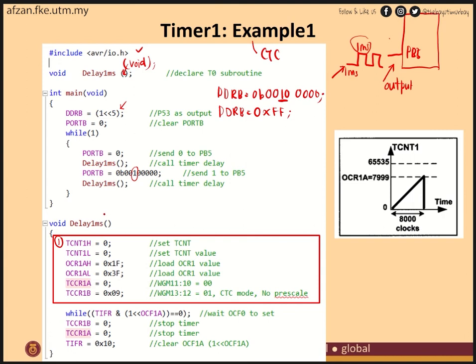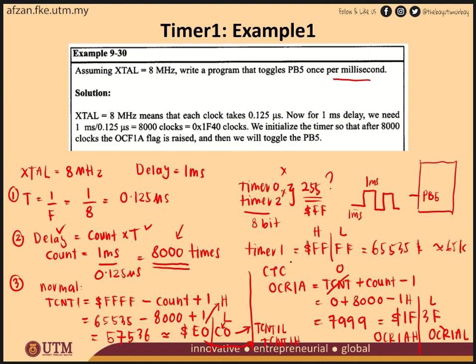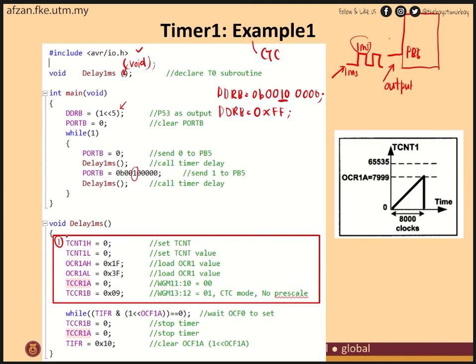Load your TCNT with 0. In CTC mode, always your TCNT equal to 0. We just use this second equation here. You see here TCNT always 0, so that's why TCNT1H equal to 0 and TCNT1L also equal to 0. So you make your TCNT1 equal to 0.